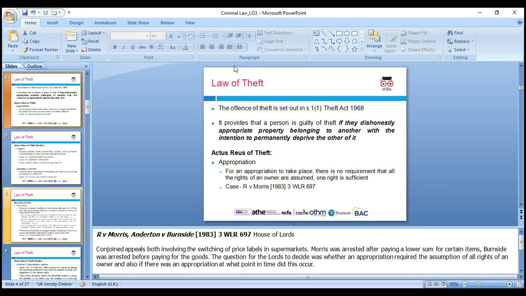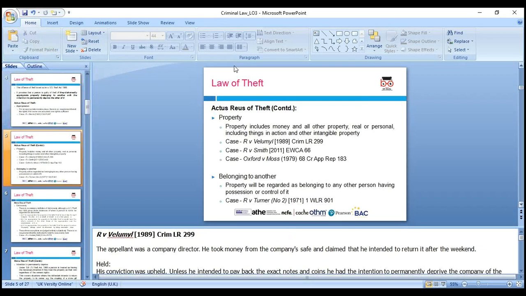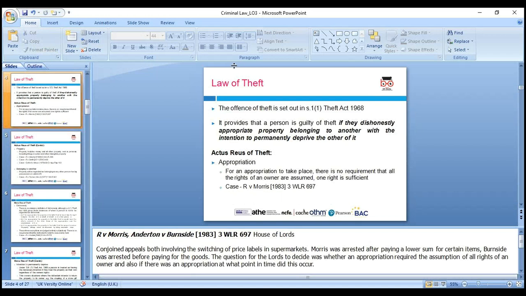We can look at the actus reus of theft, which means appropriation, to take the place. There is no requirement that all the rights of an owner are assumed. One right is sufficient. This is one of the case laws, R v Morris, back in 1983, and it's good that we look at this case.